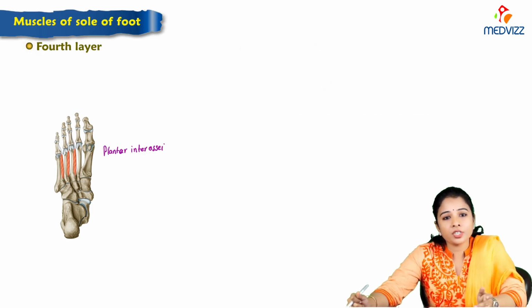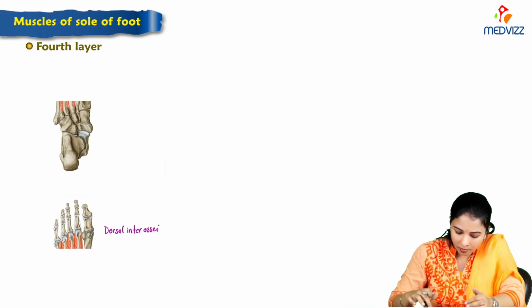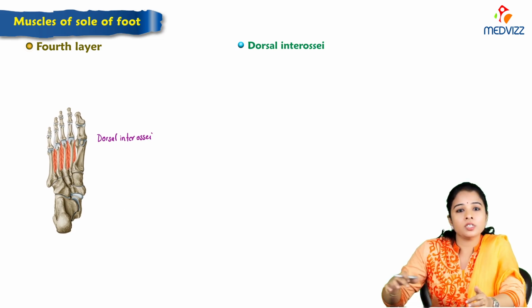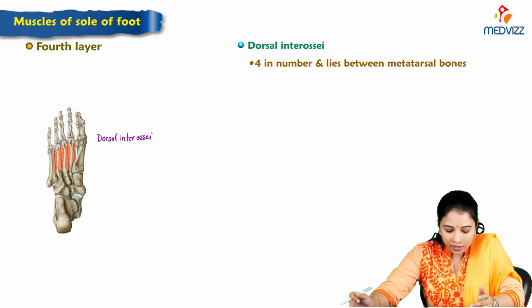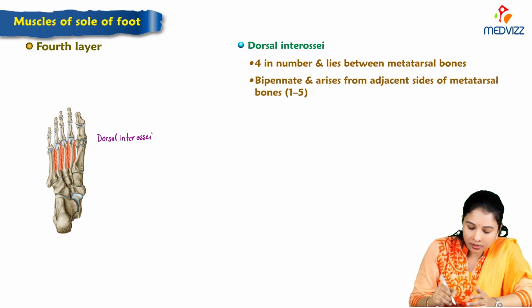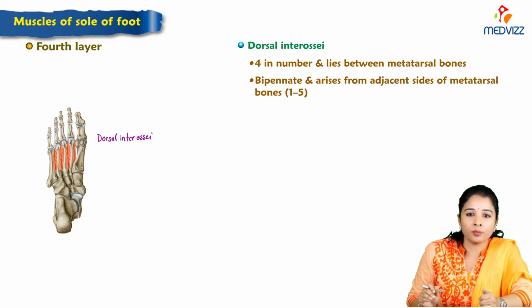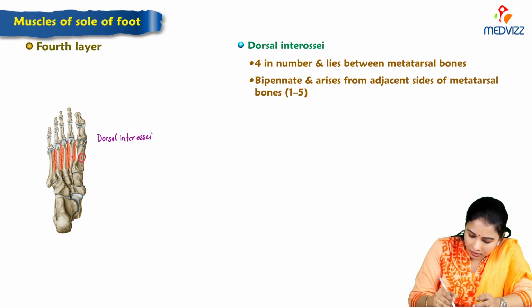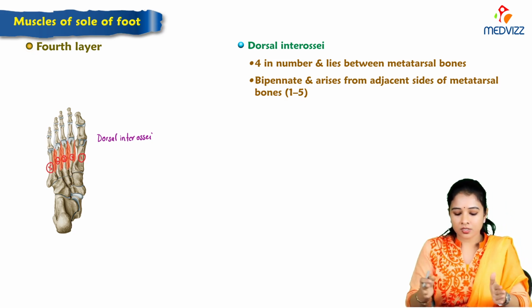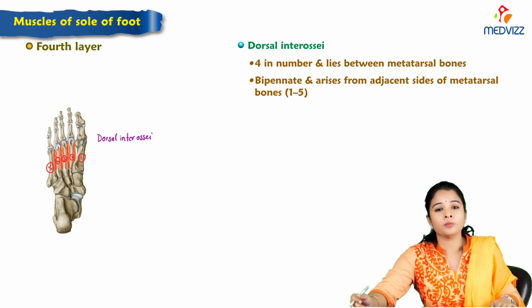Coming to the interossei muscles, there are dorsal interossei and plantar interossei, which form the fourth layer. The dorsal interossei are 4 in number and lie between the metatarsal bones, and you can see they are bipinnate muscles. They arise from the adjacent sides of the metatarsal bones of first to fifth, the shafts of the metatarsals, including a little part of the base.